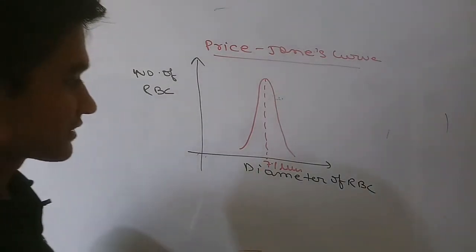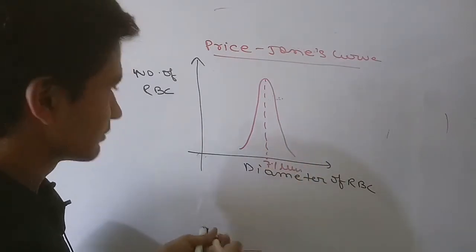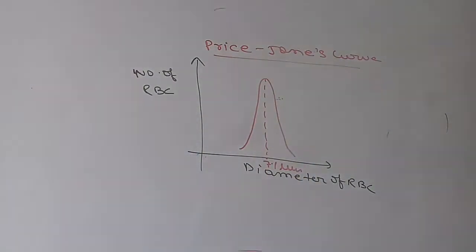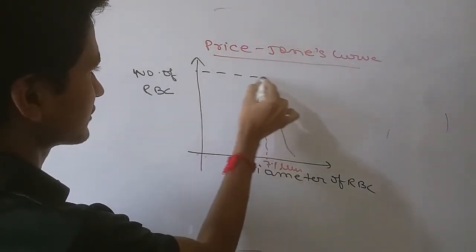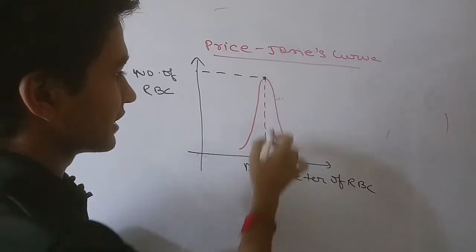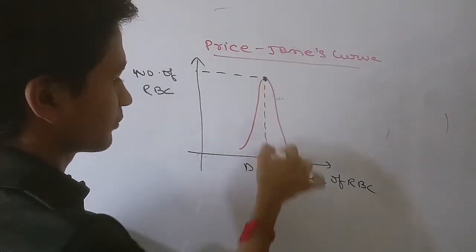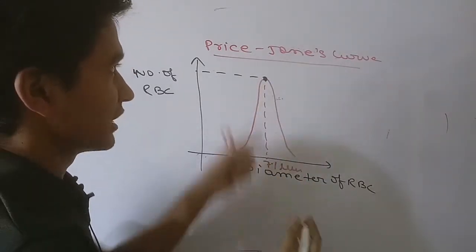Now it means the average diameter of RBC, the maximum number of RBC having a diameter of 7.2 micrometer. Clear? So this is the peak, okay, the number of RBC is maximum here. So the maximum number of RBC has a diameter of about 7.1 micrometer or 7.2 micrometer.